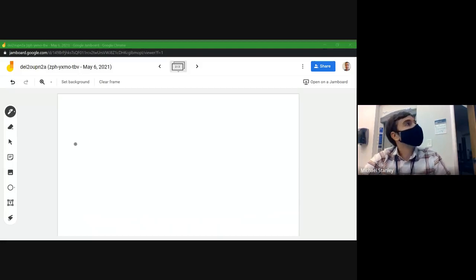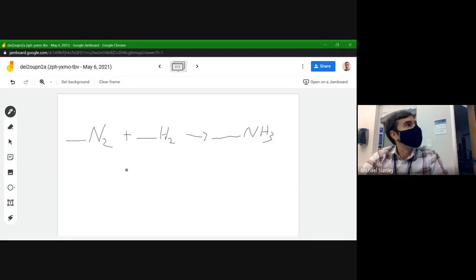So our equation looks like this. It's the second equation from your homework. It says that if we take some nitrogen, N2, and combine it with some hydrogen, H2, we are going to make some nitrite, NH3. So nitrogen plus hydrogen produces nitrite. N2 plus H2 produces NH3.